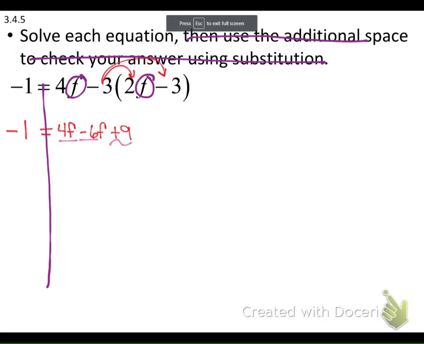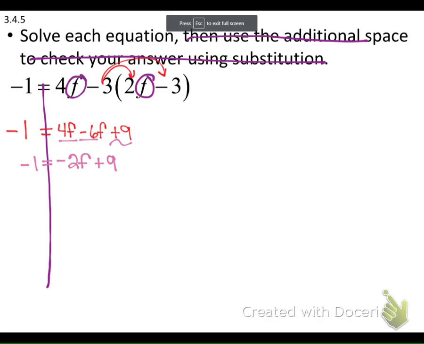Now, I always start with my variables first. So Damon, what's 4F minus 6F? Nice job. -2F. And then I just bring down the +9. And what else do I bring down on my left side? Okay. Because from here, the last step is to solve as usual. Yep. So solve as usual.